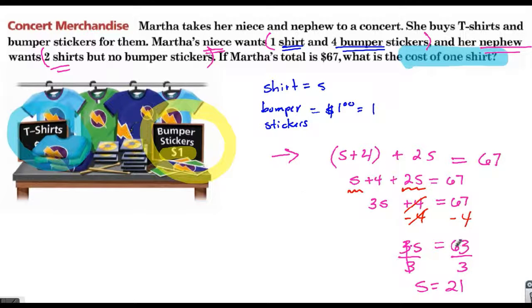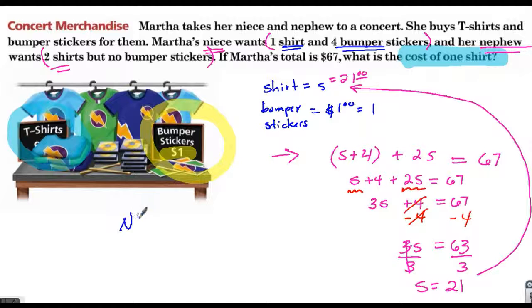So anytime we're trying to solve any word problem, go back and check your answer. Does your answer make sense? So let's go back to what was the question. Martha's niece wants 1 shirt and 4 bumper stickers. So I'm going to write down her niece was going to be 1 shirt, or $21, plus 4 bumper stickers, and each bumper sticker is worth $1, so that's 4. So that means that for her niece, the cost was going to be $25.